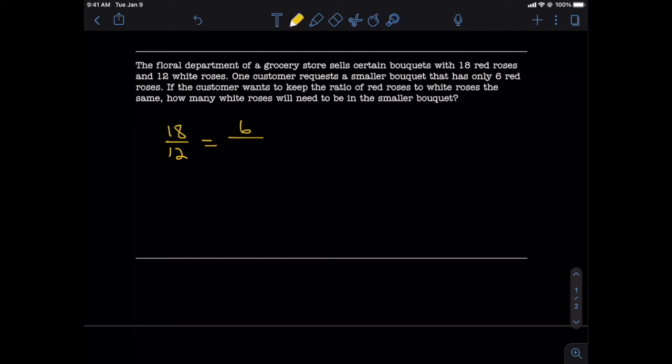I need to know how many white roses, so I don't know exactly how many. We will use the variable W for that. We put that in the bottom because that's where white roses went in the first fraction. Cross multiply like usual. We get 18W is equal to 12 times 6, which is 72. We will divide both sides by 18, and that's going to give us W is equal to 4.